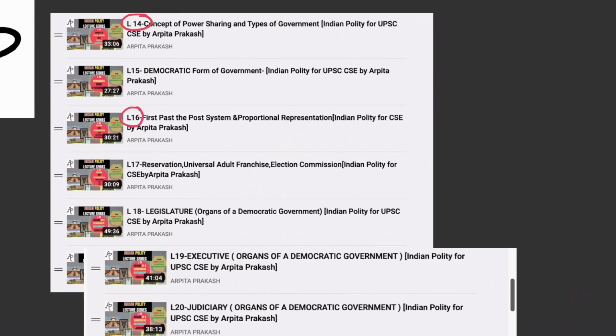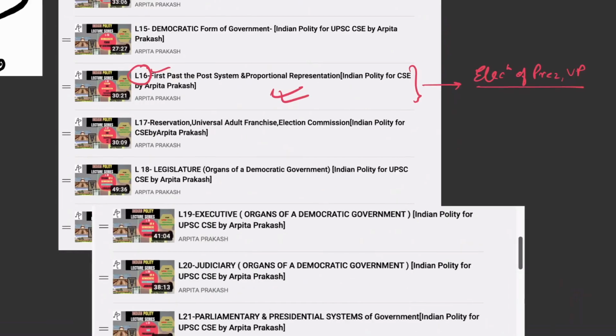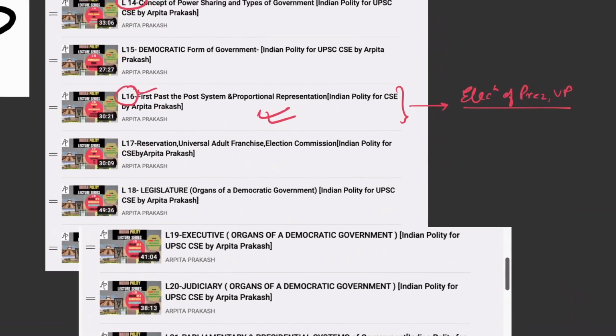Lecture number 16 has to be done at any cost. If you miss this, you will not at all be able to understand the election of the president and the vice president. And I will not be able to repeat, because there you will just see the term first past the post system, and I will just continue with that because I have already explained and dedicated a lecture to it. So if you do not do it here, it's going to be problematic for you. Then this is something that you can skip for the time being.